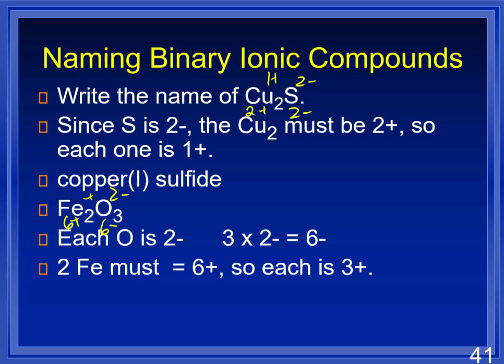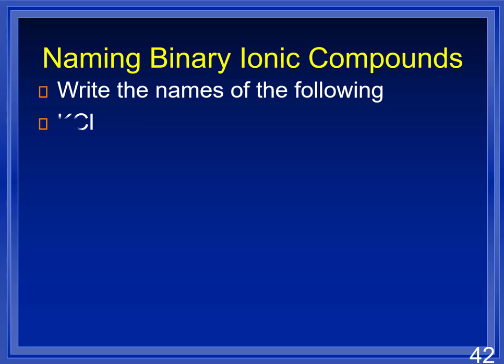And I can't even write it there. It erases it on me. It should be 3 plus. And so the name of this is iron 3 oxide. So this is the hard way. And it's not that hard. The mistake people make is not figuring it out. It's forgetting to write it. So first decision, does it need a Roman numeral? Make sense? So let's try a few more, and then we'll set you off for your homework.